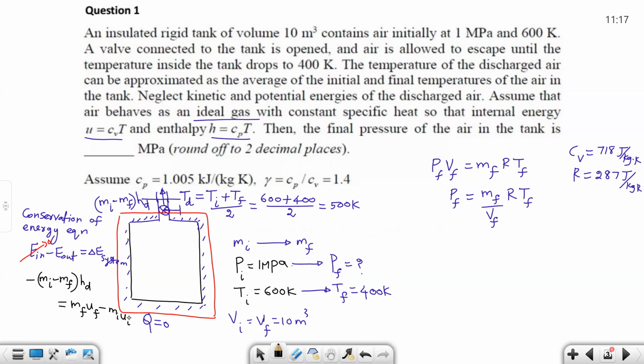So you can take this Mi minus Mf into Hd is equal to this, you interchange, minus Mf Uf. Maybe I just do it in the next page.